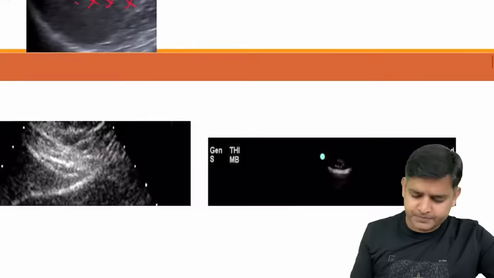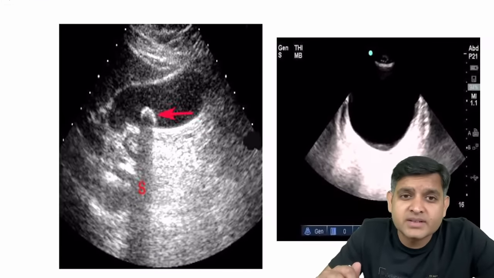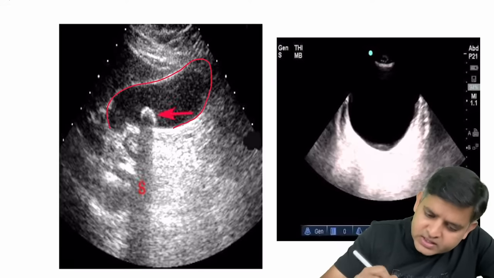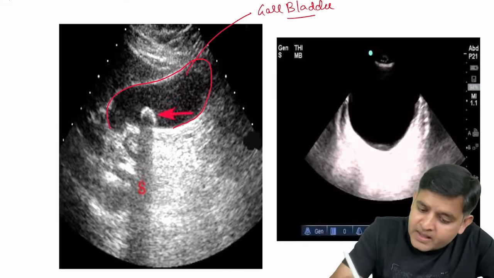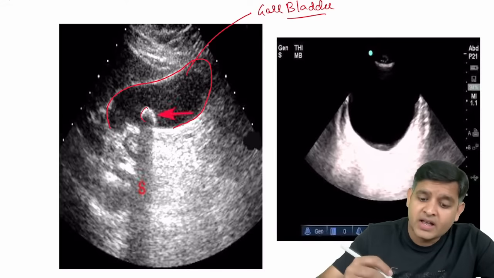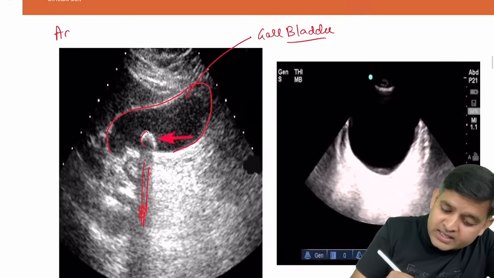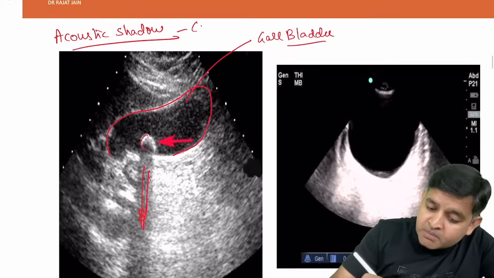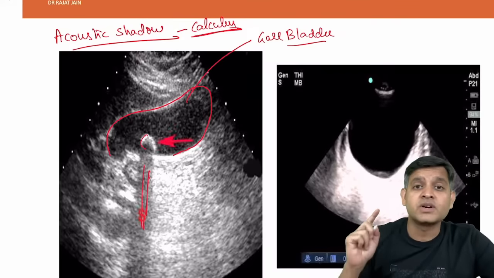Alright, good. Now tell me, what is the sign that has been shown here? This black structure that we are seeing is what? This structure is gallbladder. And I am seeing a white structure here, and it is showing more blackness behind. What is the name of this sign? This is called acoustic shadow. Acoustic shadow is a marker of calculus.